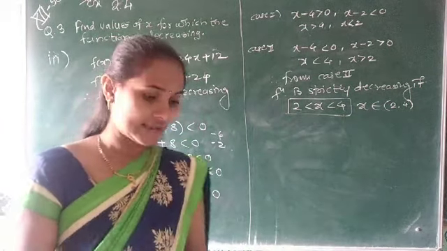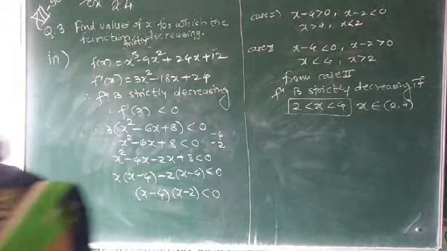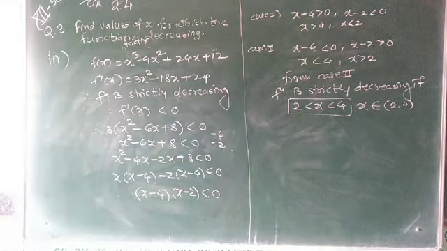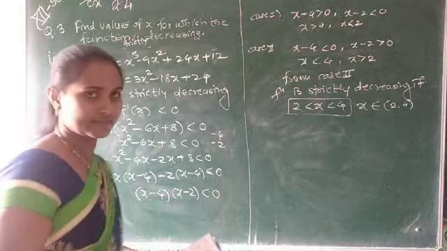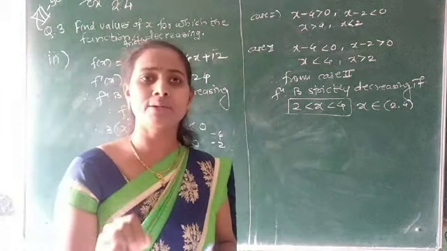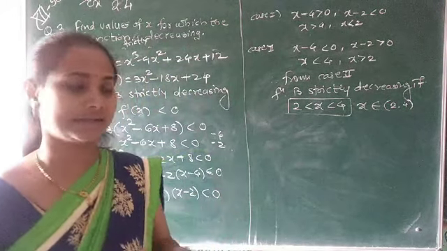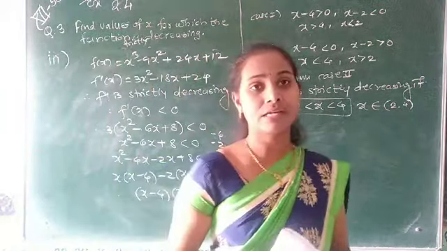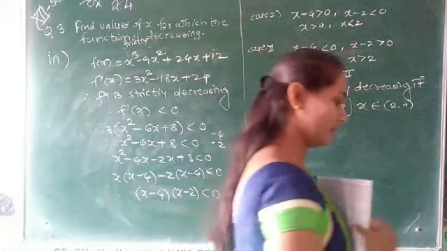Now see the next question, that is question number 4. Find the values of x for which the function f of x is increasing and is decreasing. Here we are given only increasing and decreasing, so we take the less than or equal, greater than or equal sign. If it were given strictly, then we would have to take the strict less than or greater than symbol.